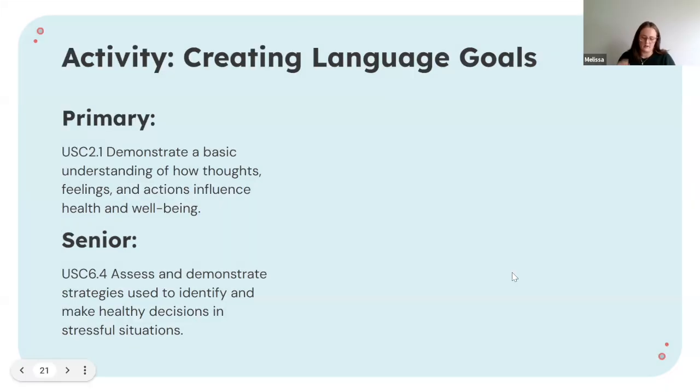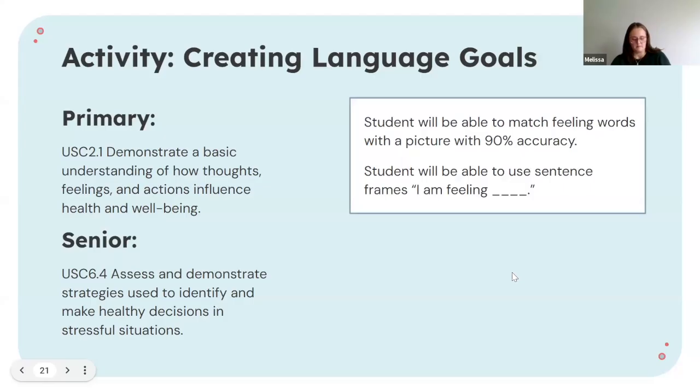Thank you so much for taking the time to work on that. I have completed a couple examples, but these are not the only possible language outcomes. There are endless possibilities. For our first outcome, USC 2.1, demonstrate a basic understanding of how thoughts, feelings, and actions influence health and well-being. My first example is student will be able to match feeling words with a picture with 90% accuracy. This language outcome focuses on academic vocabulary and has a measurable standard. The second example, student will be able to use the sentence frame, I am feeling. This language outcome focuses on both academic vocabulary and using the correct language structures.